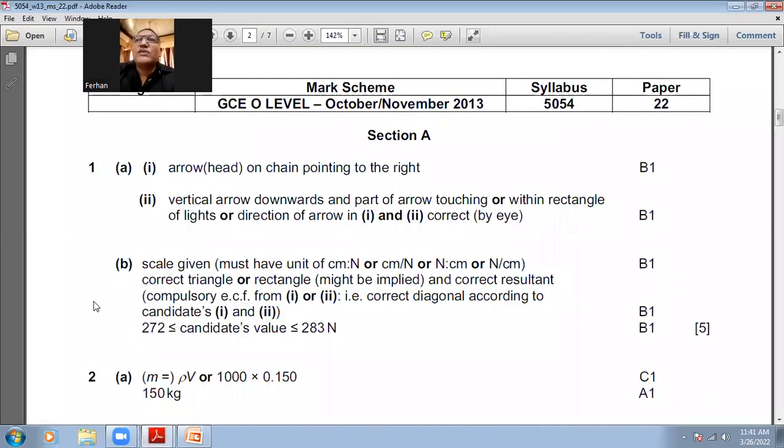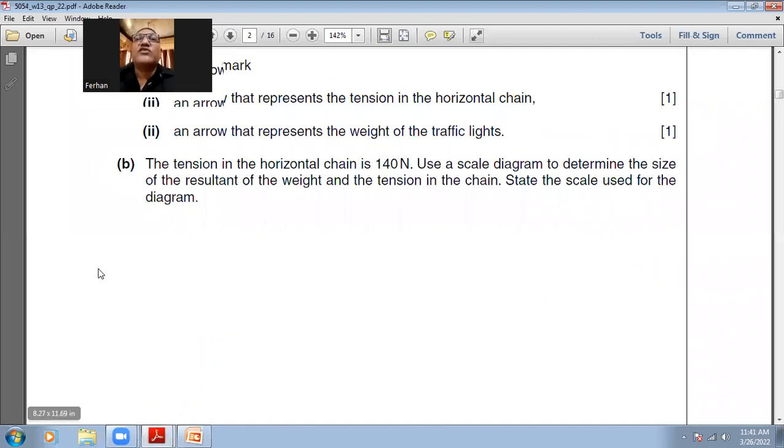Okay, so let's go to the marking scheme. You can see the marking scheme is showing up on your screen for the question number 1. And I have already checked my answers with the marking scheme. You can pause the video and you can check the answers with the marking scheme. Okay, so let's move to the next question.